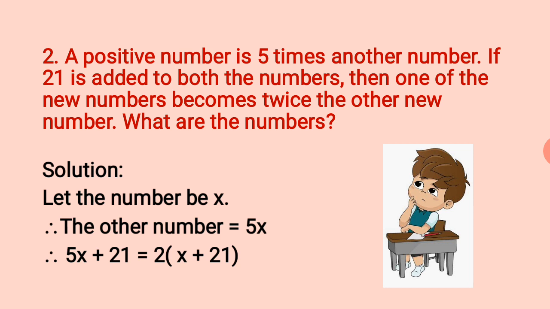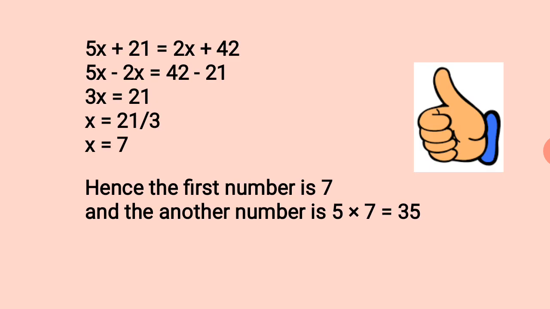The next is opening the bracket, taking the variables on the one side, constants on the other side, and then we will solve. Here 5x plus 21 equal to 2x plus 42. This is obtained by opening the bracket. Then you try solving it. You get x to be equal to 7. And children, this x was the first number. So our first number is 7. And the other number was? Yes, it was 5 times the given number. That is 5 into 7 equal to 35.